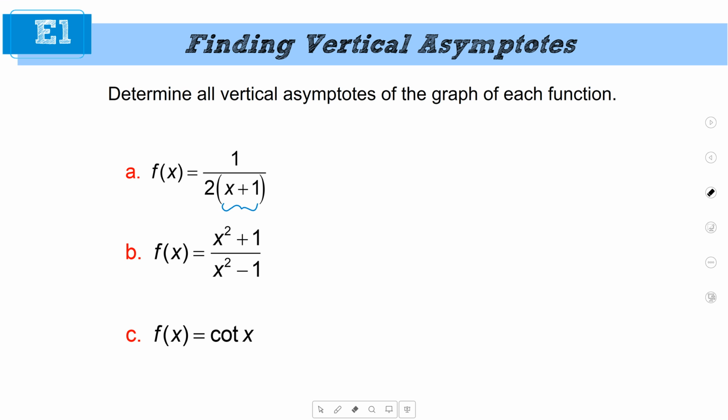Ooh. Had to throw some trig in there, didn't you? Where are the asymptotes for cotangent? 0 and pi. Good. Remember, tangent is pi over 2, negative pi over 2. Cotangent is 0 and pi. Fancy way to say that? The asymptotes of cotangent x are 0 and pi.